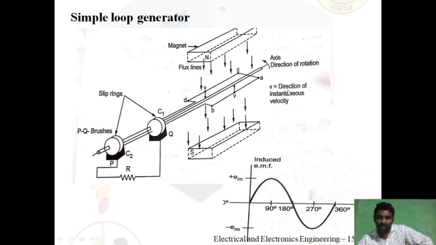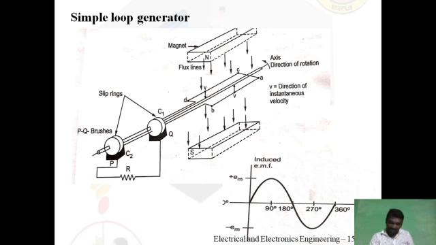So v represents the direction of instantaneous velocity. Here we are rotating in the anti-clockwise direction. You can rotate in the clockwise direction; here the direction is assumed just for the purpose of analysis. Rotate the conductor in the anti-clockwise direction. At what speed? That is represented by small v, the instantaneous velocity, at which the conductor is rotating in the anti-clockwise direction.